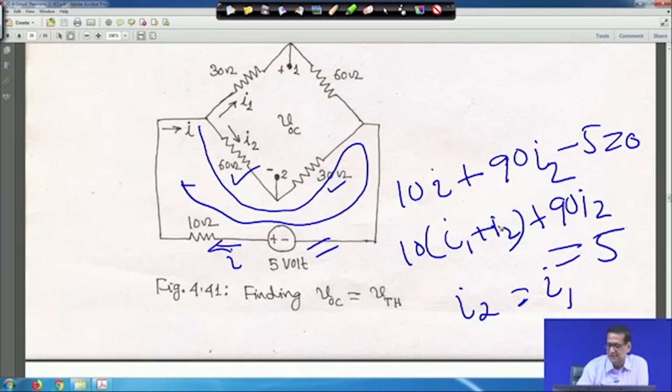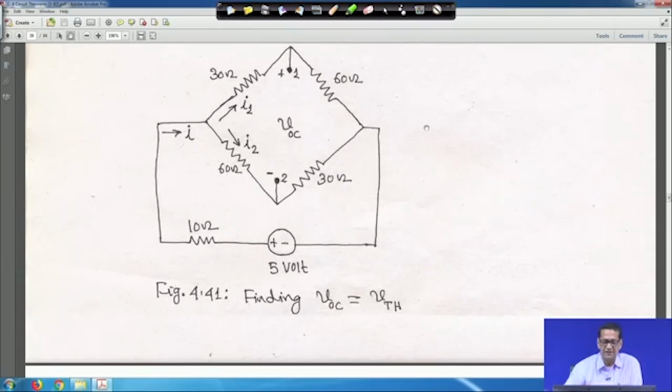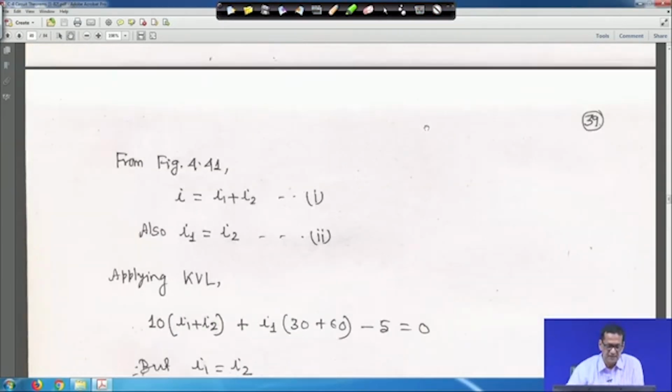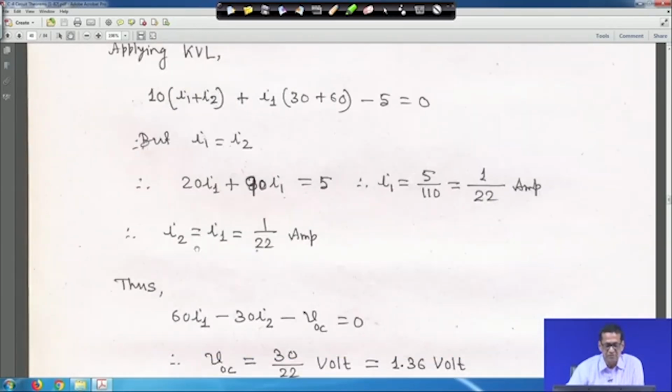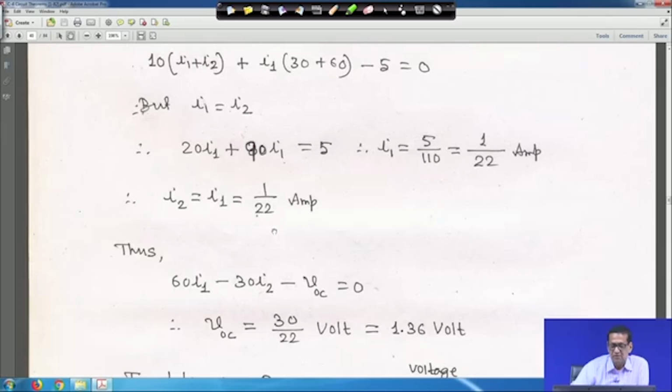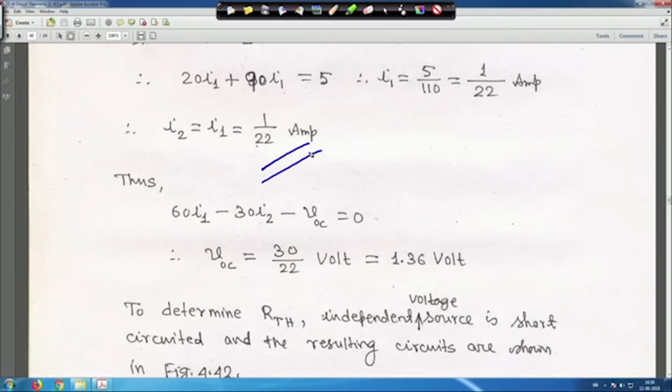I1. If you put it here, then you will get the solution for I1 and I2, and that is actually done here. So, I2 is equal to I1, we have got 1 by 22 ampere. So, once you get I is equal to I2 is equal to I1 is equal to 1 by 22 ampere, after that you apply KVL in that thing.